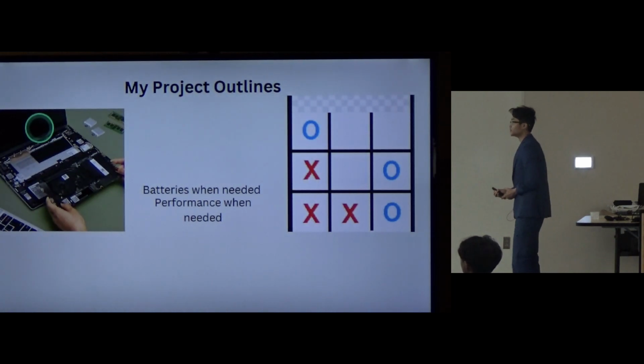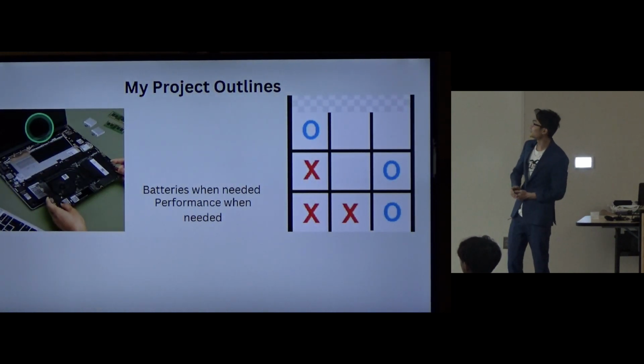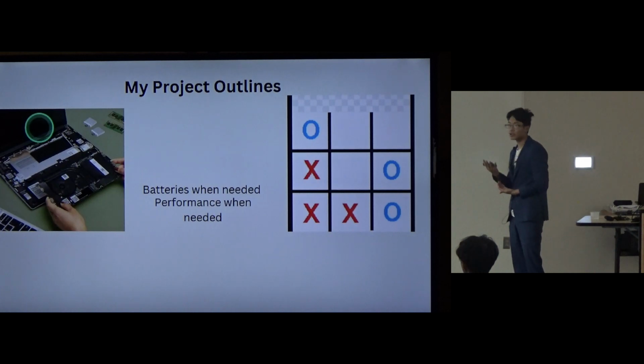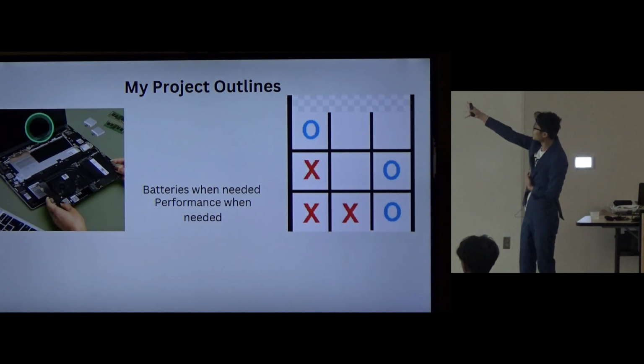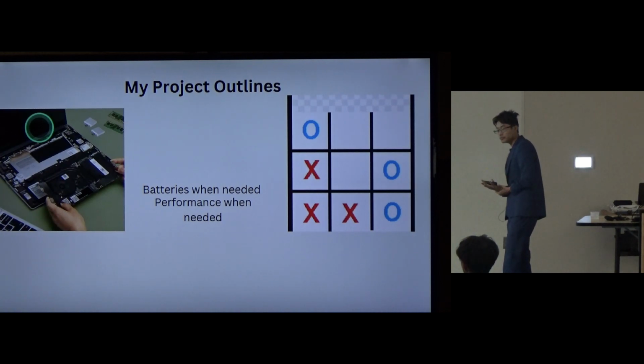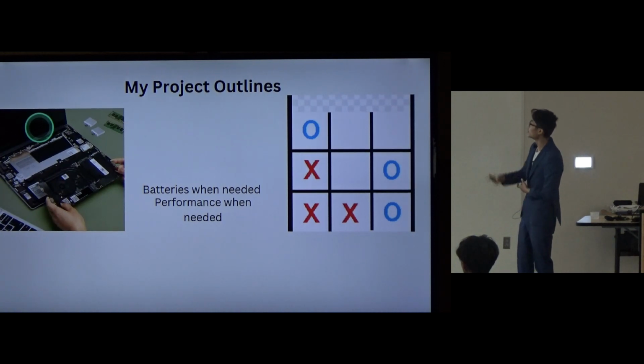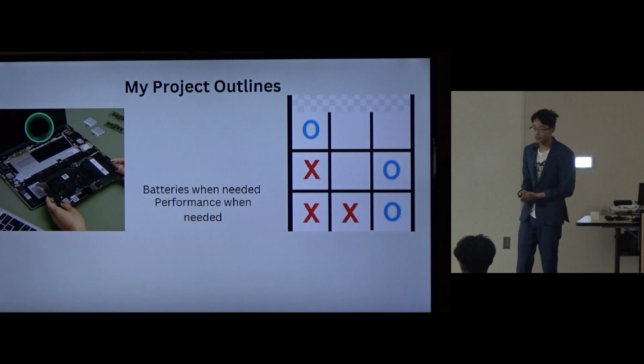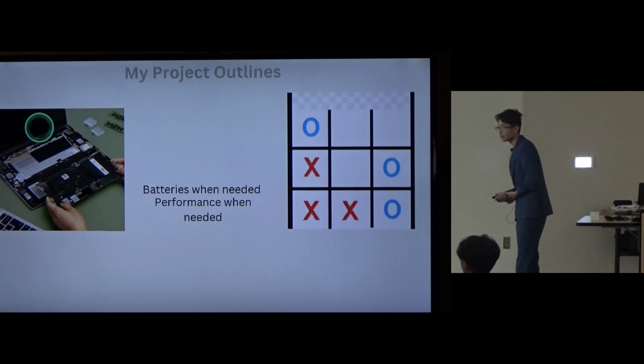So my project outline. As you can see on the screen, this is a tic-tac-toe board. So a laptop's main purpose is to have a long battery life. So you can swap in 6 batteries at the very bottom, and when you get home, you can swap in 5 processors and only 1 battery. So it gives you performance when needed and battery life when you need it. That is the purpose of the laptop.